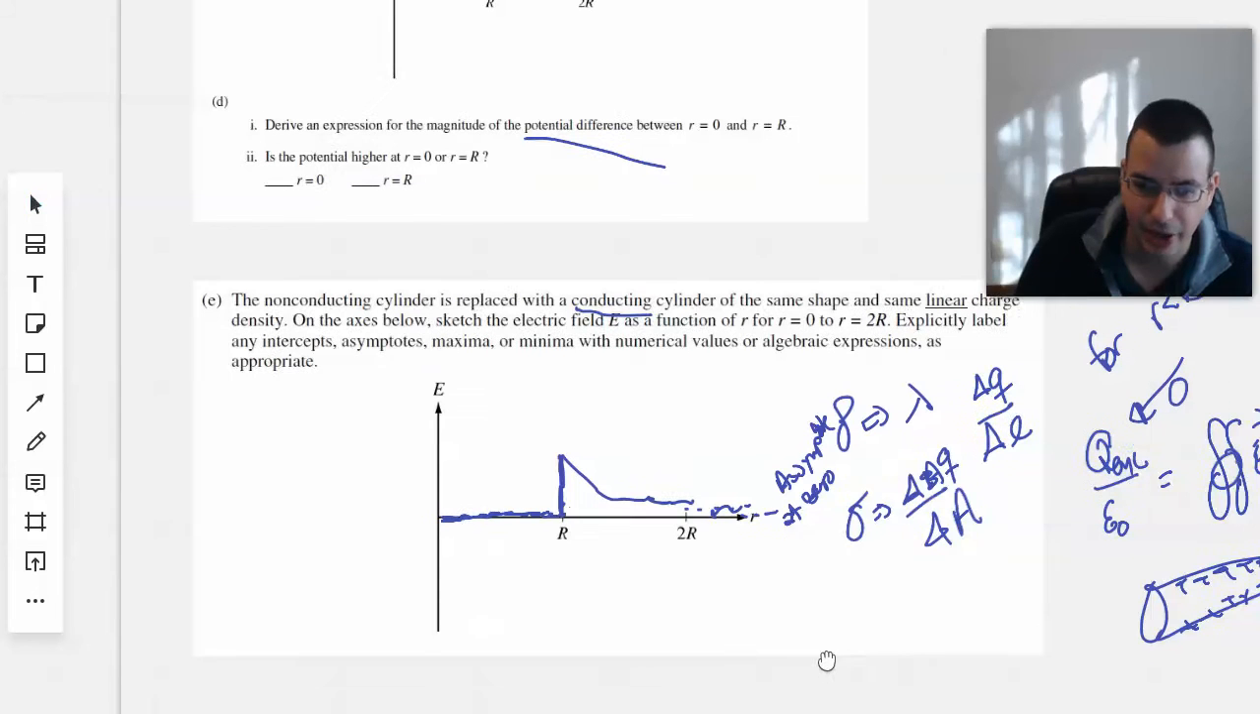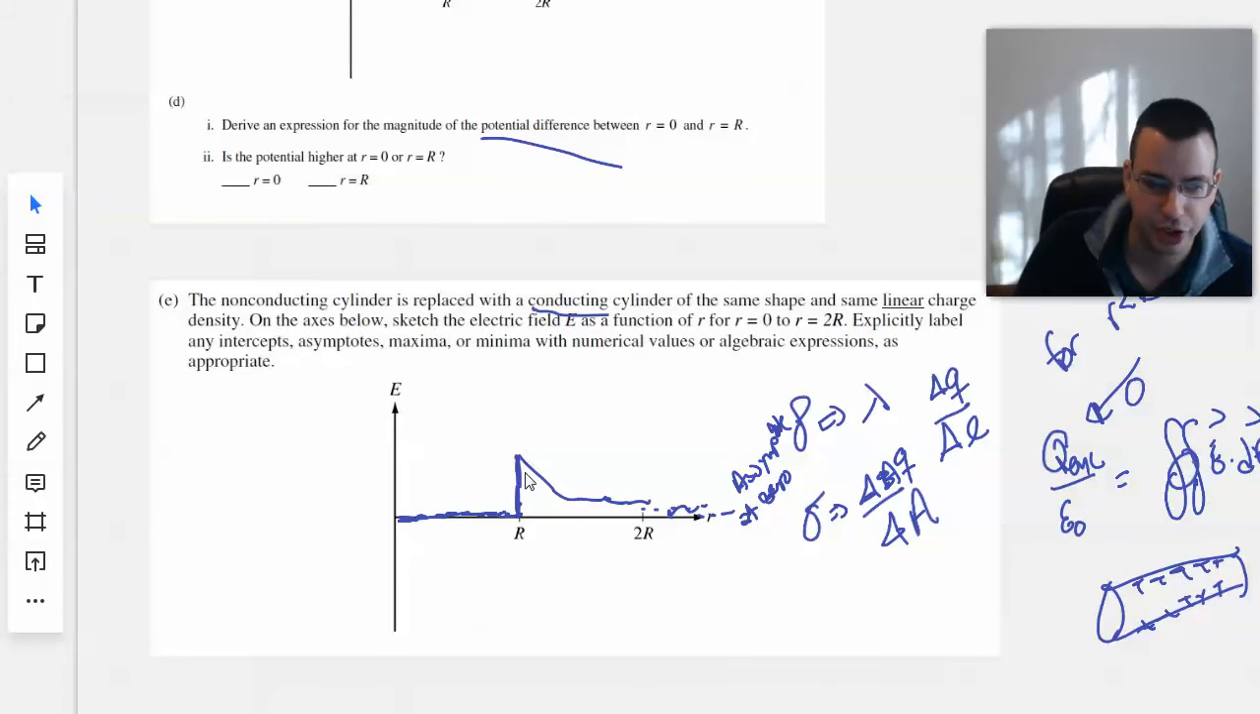That's the idea behind that one. So what they're asking is for you to know there'll be a step jump, because within the conductor there will be no charges, no Q enclosed.